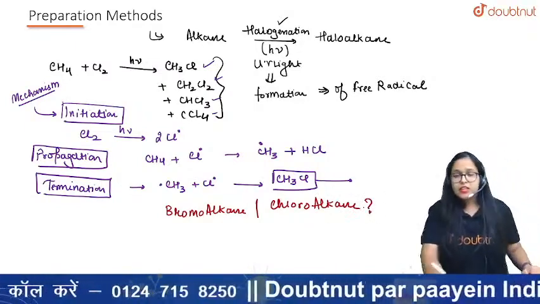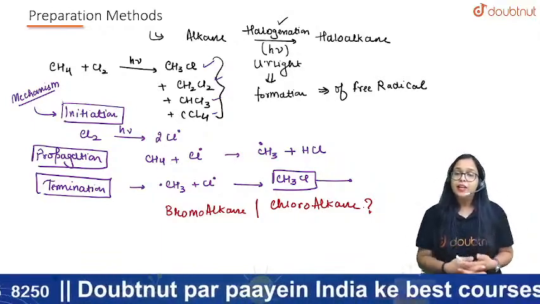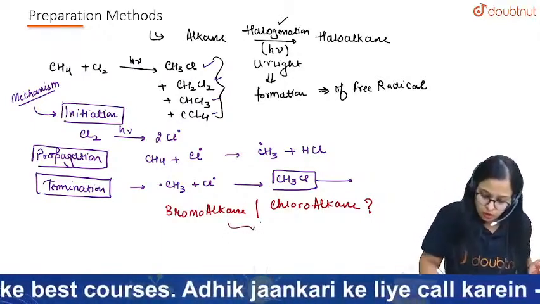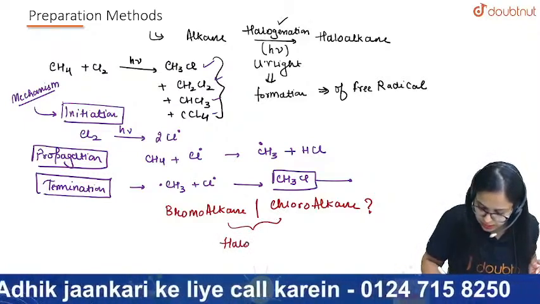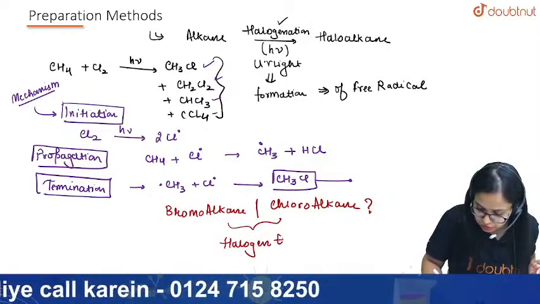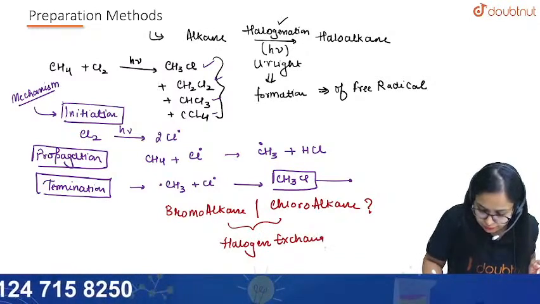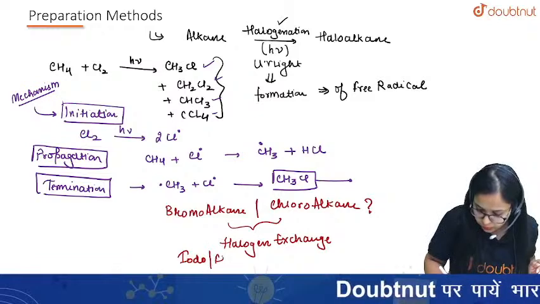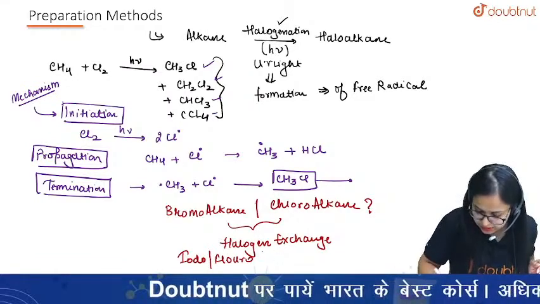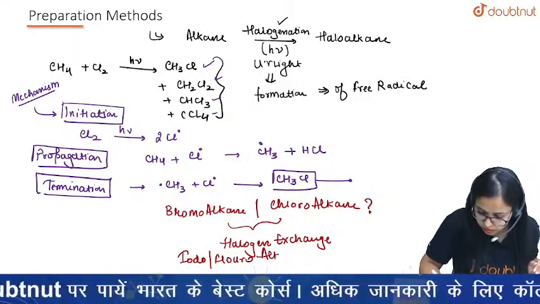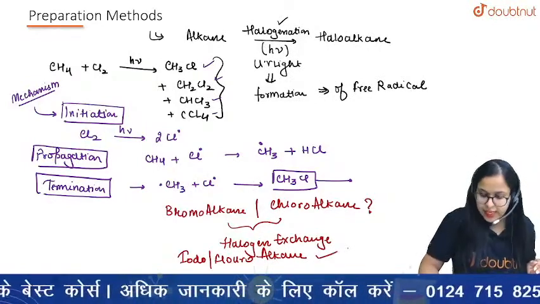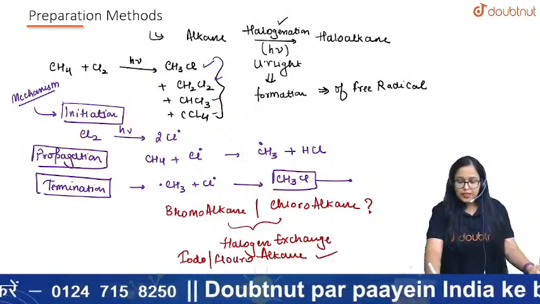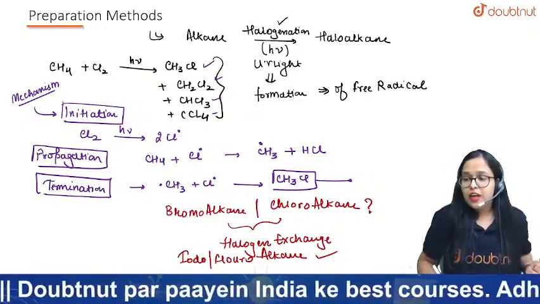Now the point is, how do we prepare iodoalkanes and fluoroalkanes? Here comes the role of the halogen exchange reaction. If we do a halogen exchange reaction, we can easily form iodoalkanes and fluoroalkanes. We'll discuss this later. It is performed on bromoalkane or chloroalkane, and it leads to the formation of iodo and fluoroalkane.